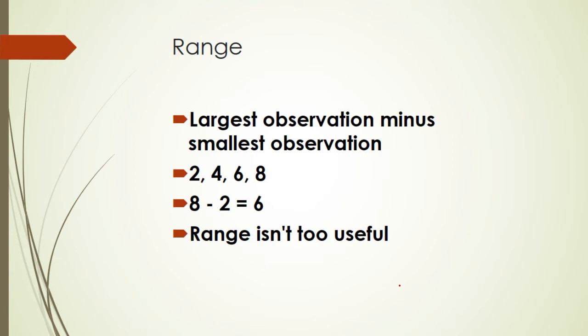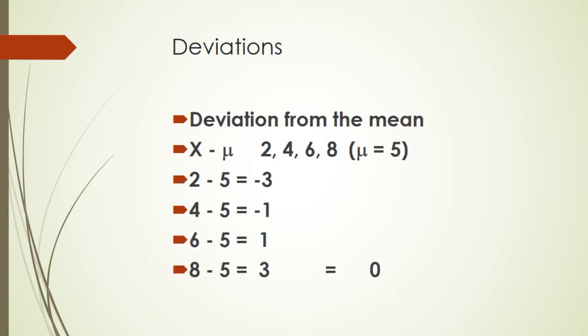In the range, I take the largest number and subtract the smallest number. So in our case, I would take 8 minus 2 and get 6. This is not really useful because it doesn't tell me anything about any of the numbers in between. But sometimes it comes in handy. More fun is to begin to look at how far each point is away from the mean. So we calculate something called a deviation from the mean. And that's the distance of each point from the mean.